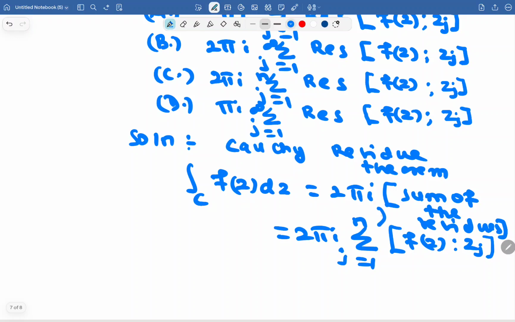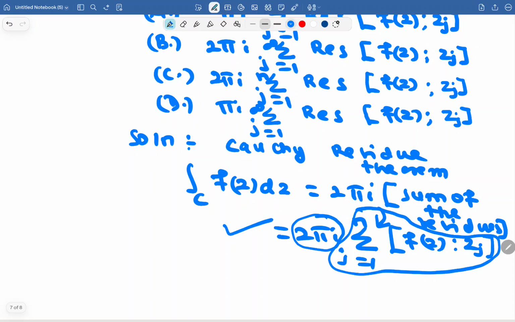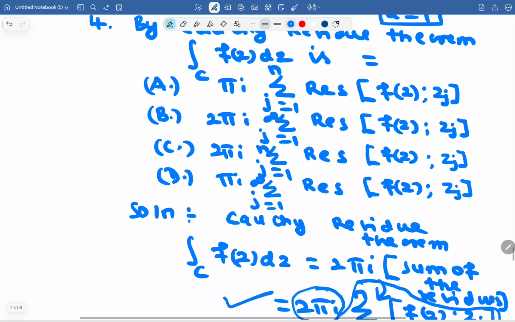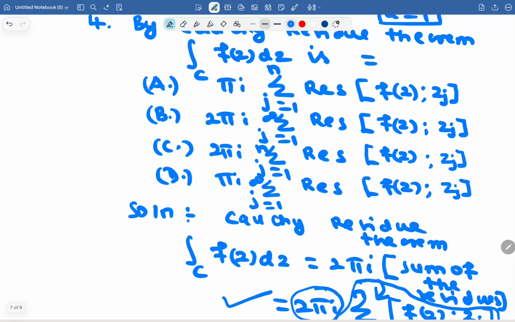This is the sum of the residues. We can write it in the form of a summation with a multiple of 2 pi i. This is the statement of the Cauchy residue theorem: 2 pi i times the summation j equal to 1 to n of the residue of f(z) at the point zj is equivalent to the integral over C of f(z) dz. Option C matches the correct statement for the Cauchy residue theorem. For this problem number 4, C is the correct option.